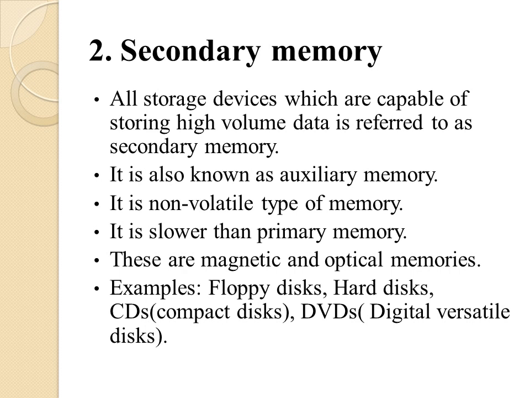So all the storage devices which are capable of storing high volume data is referred to as secondary memory. So secondary memory ki hundi hai jide vich aap bahut zyada amount de vich data store karke rakh sakde ha. It is also known as auxiliary memory. It is non-volatile type of memory, means ede vich data permanently store karke aap rakh sakde ha. It is slower than primary memory. These are magnetic and optical memories. Some of the examples of secondary memories are floppy disk, hard disk, CDs, DVDs, pen drives, etc.